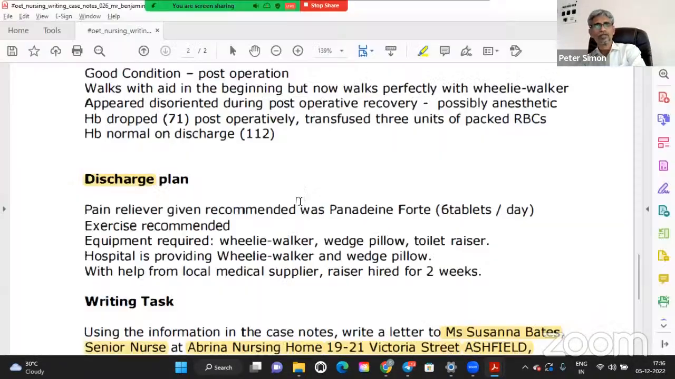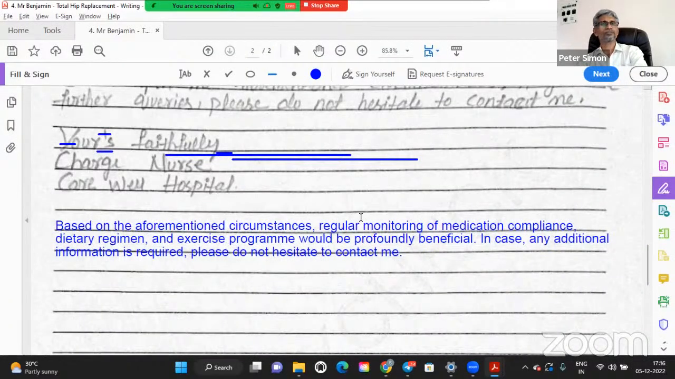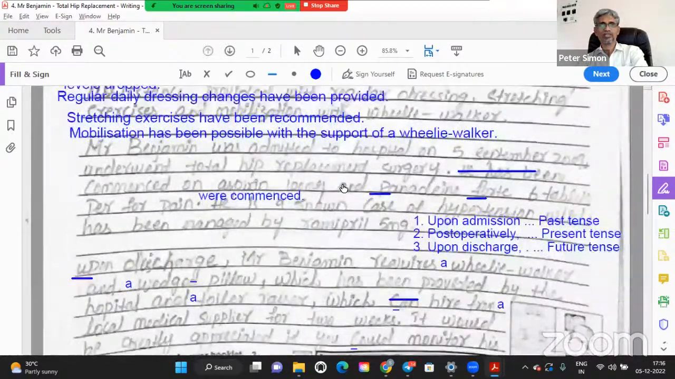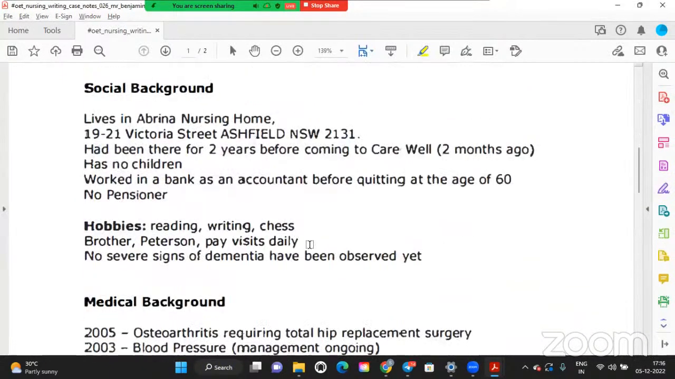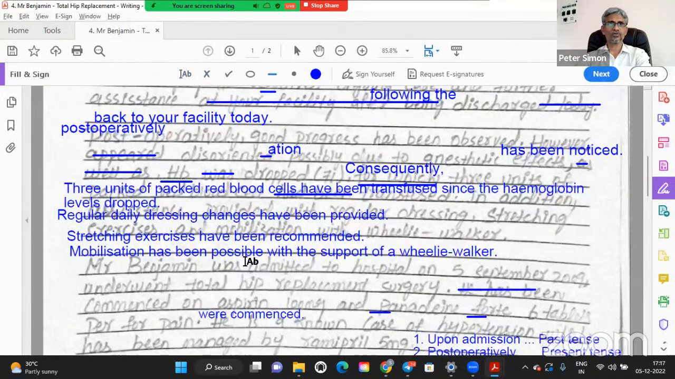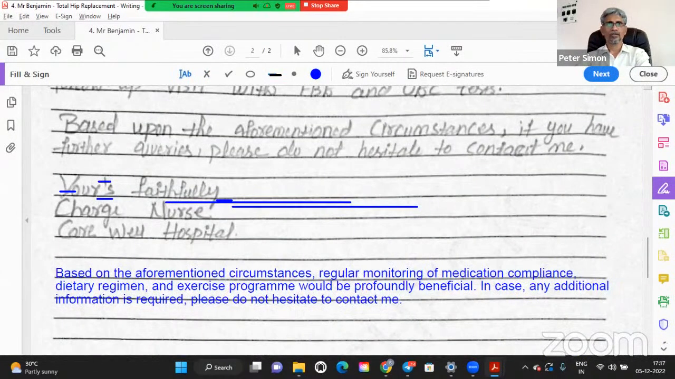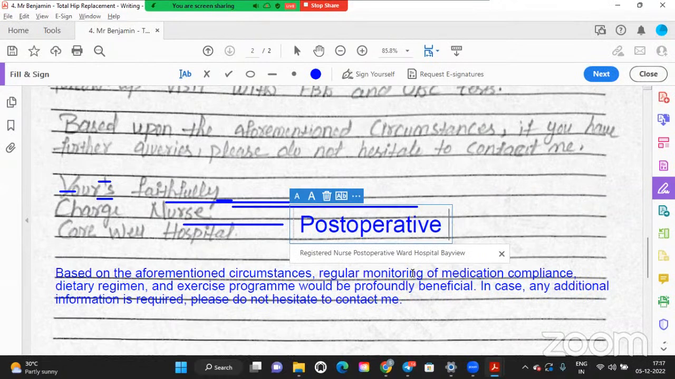That's fine. So let us see here. Mr. Benjamin is a 63-year-old patient in Carewell Hospital, where you are acting as a charge nurse. Charge nurse, Carewell Hospital. That's all. And this is what? Actually, this is an operation, surgery, right? Yes, sir. So post-operative ward, then? Hospital ward or post-operative ward, right? Yes, sir. So you could have written that also in between. Think. Just writing is no use. So this is post. Okay. Go on.